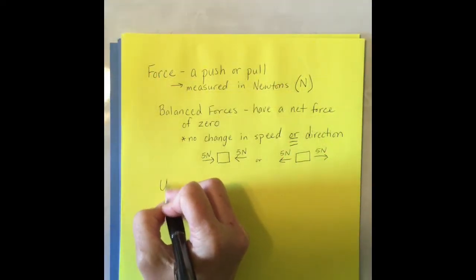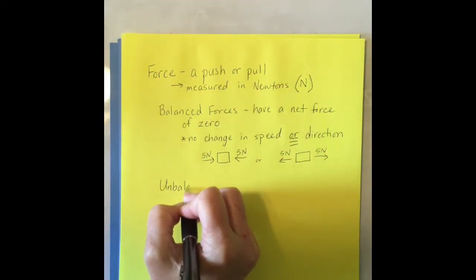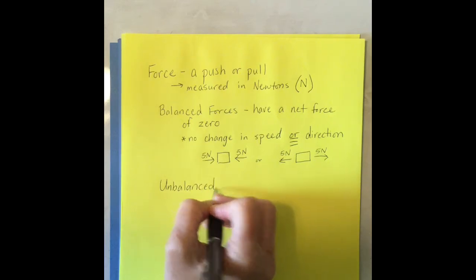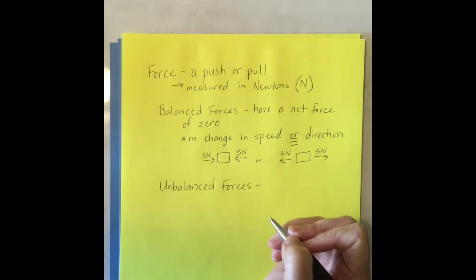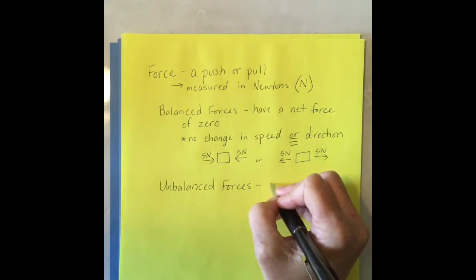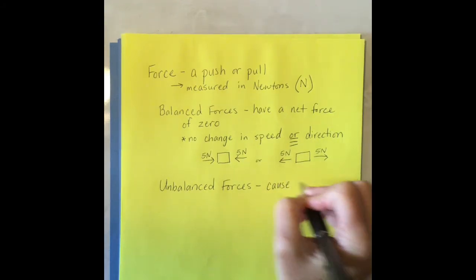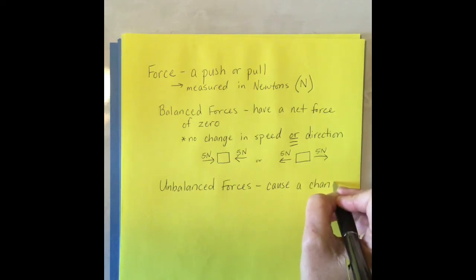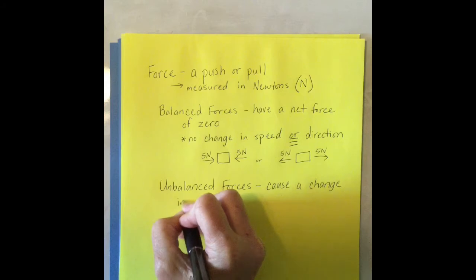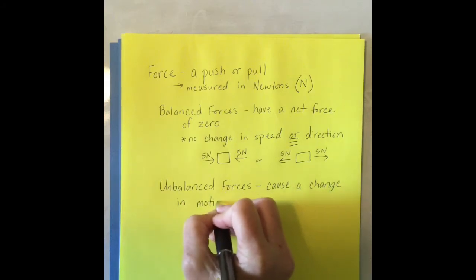Okay, now let's look at unbalanced forces. Unbalanced forces are going to cause a change in motion. So they're going to cause either a change in speed or a change in direction. And that is because the net force does not equal zero.